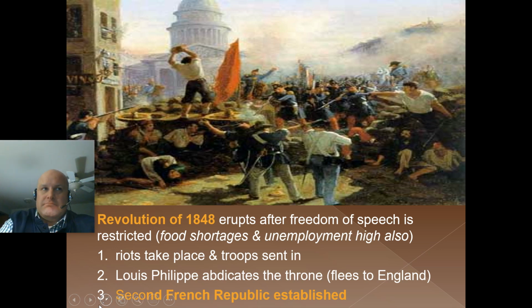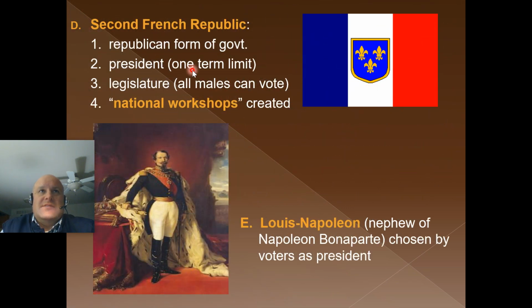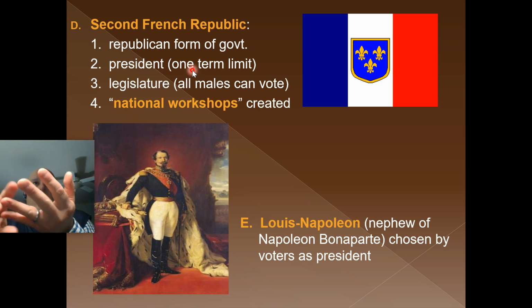This is no king. We had this under Napoleon too. Remember that there was a radical group of socialists that wanted to reform the political system. We talked a little bit about this before, but ultimately, what happens is that the Second French Republic is established. Under this, there's a Republican form of government, one term of president, a legislature where all males could vote, and these workshops that were created. These workshops are a little more socialist.